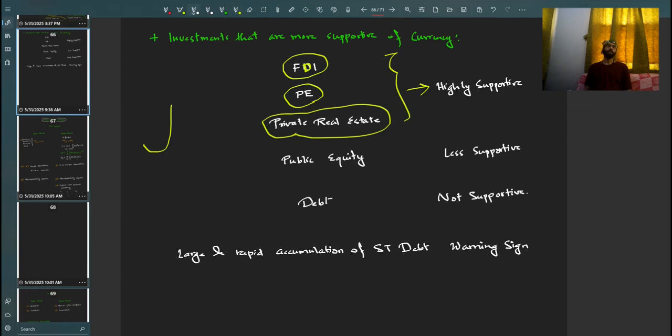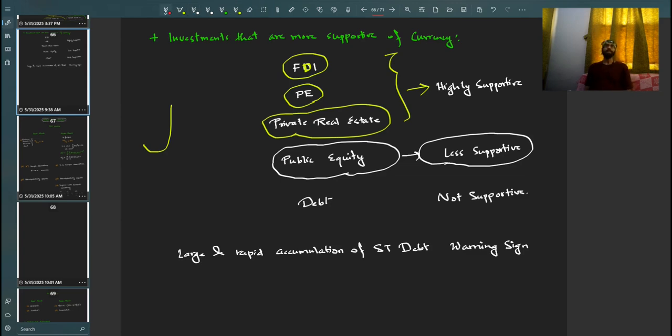Public equity, on the other hand, is less supportive, because investors can invest for the long term in public equity, but because the liquidity is very, very high, it can be short term also. So it is less supportive. Less supportive than what? Less supportive than private real estate investment or private equity investment or foreign direct investment.